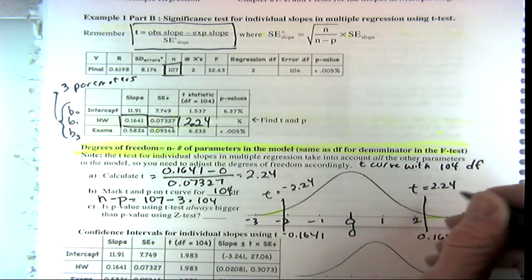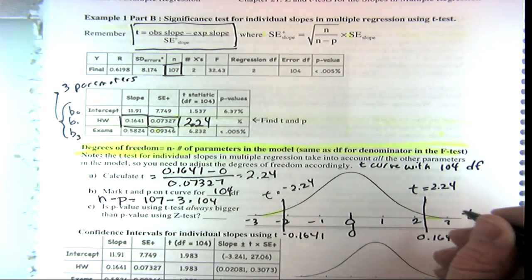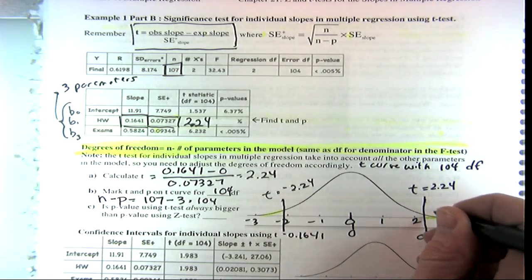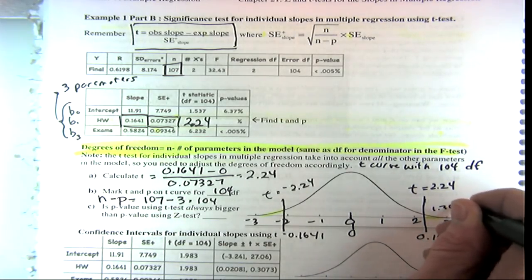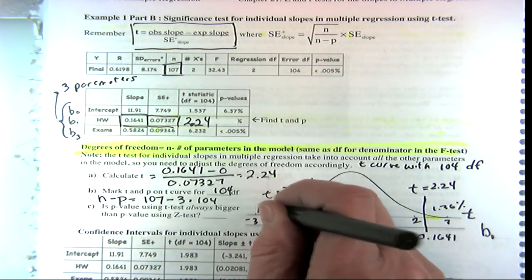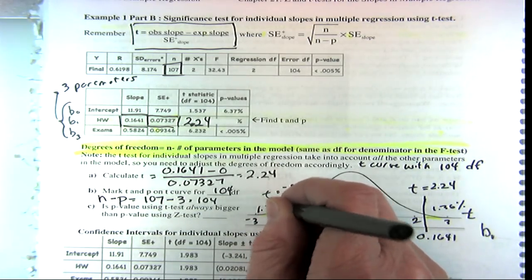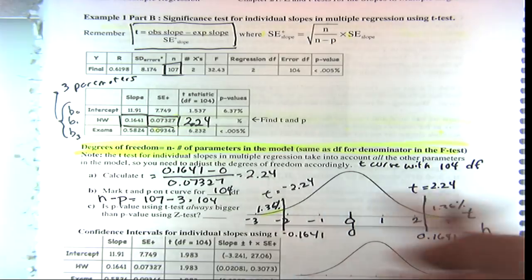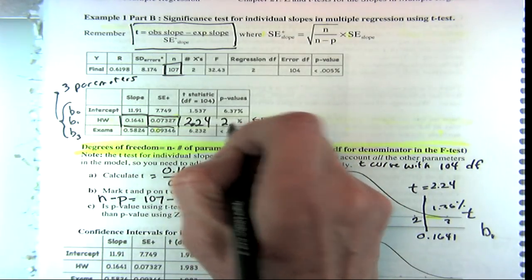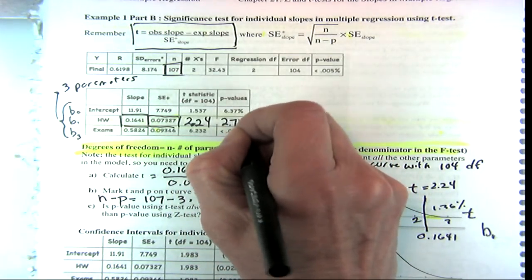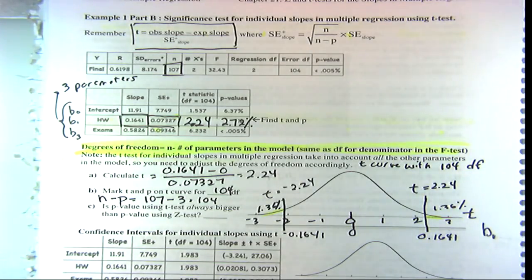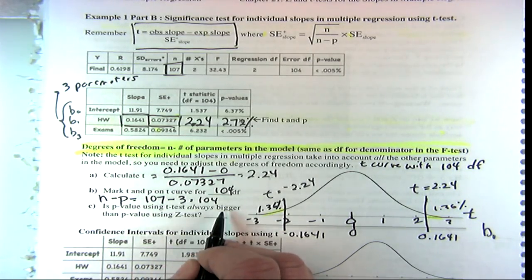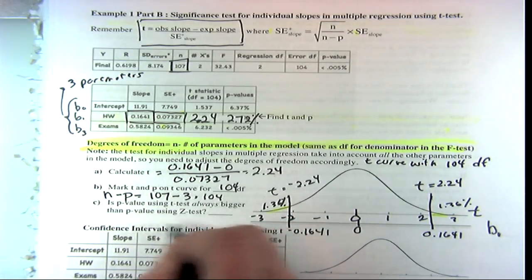Okay, I got that P in each one was equal to 1.36% here and 1.36% here. And together, I got a P of 2.72%, which is bigger. Does everybody understand that? Is the p-value using t-test always bigger? Yes.